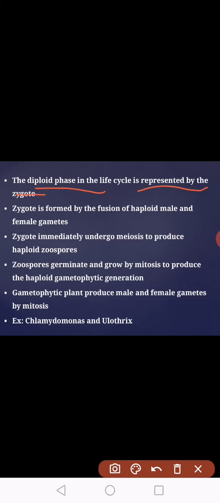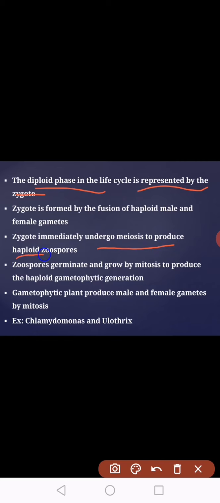So in this haplontic life cycle, the major portion of the life cycle is occupied by the gametophytic phase. That means about 75% of the life cycle is occupied by the gametophytic phase, whereas a small portion of the life cycle is represented by the diploid phase, that means the sporophytic phase. So on fusion of the male and female gametes, zygote is formed, right? This zygote undergoes meiosis. As a result of this, it produces the zoospores. Now zygote is diploid, but it undergoes meiosis so that it produces the zoospores.